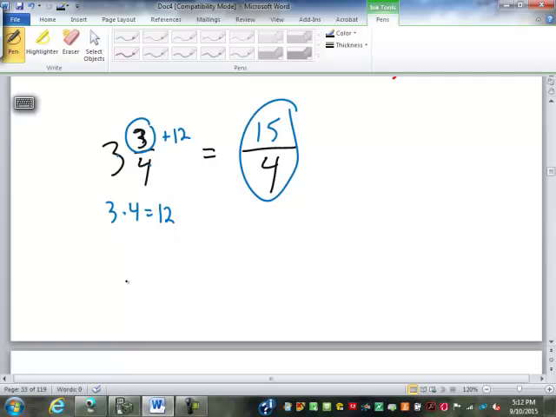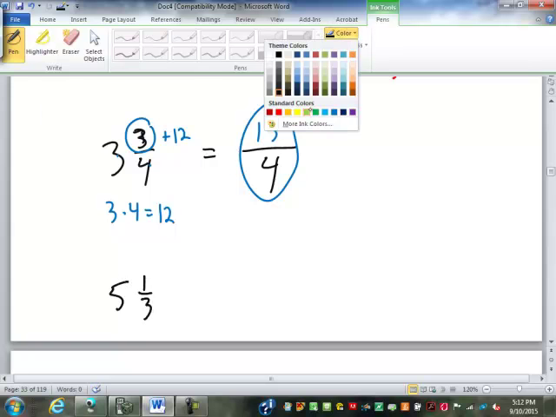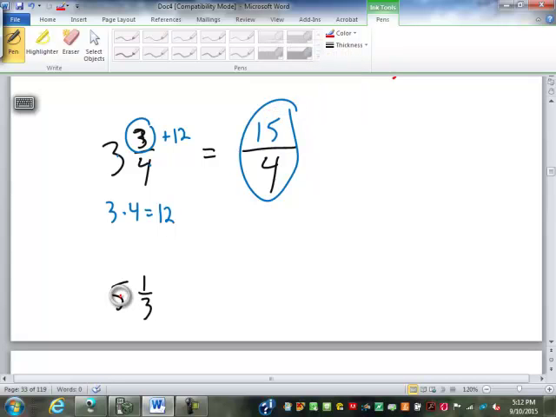So if I have 5 and 1/3, what I'm doing is taking my 5, my whole number, times the denominator to give me how many pieces the whole number is. So 5 times 3 is 15, plus the 1 that was already there is 16 thirds.